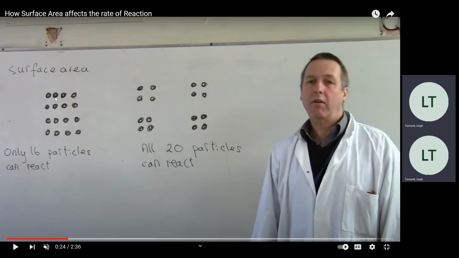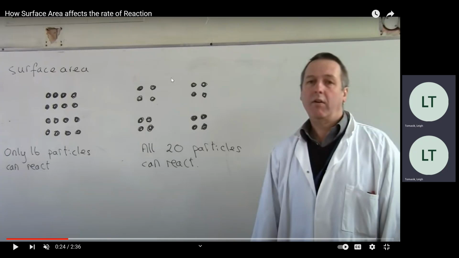So there are 20 particles here. No, sorry, that's wrong. 1, 2, 3, 4, 5. There are 16 particles here. It says only 16 particles can react, but this guy can't count. There are 16 particles total. Only 12 of the 16 can react. Isn't it amazing how people can be smart in chemistry and dumb in counting?